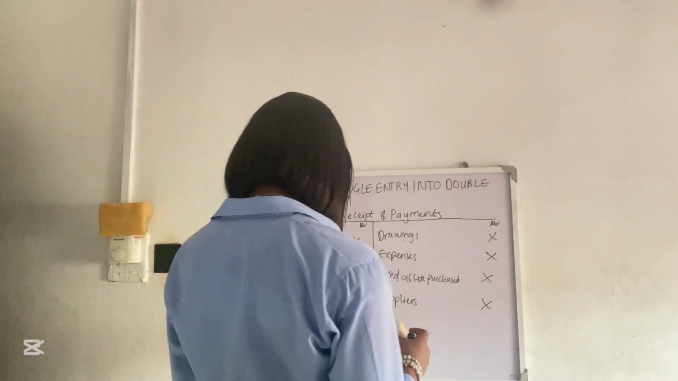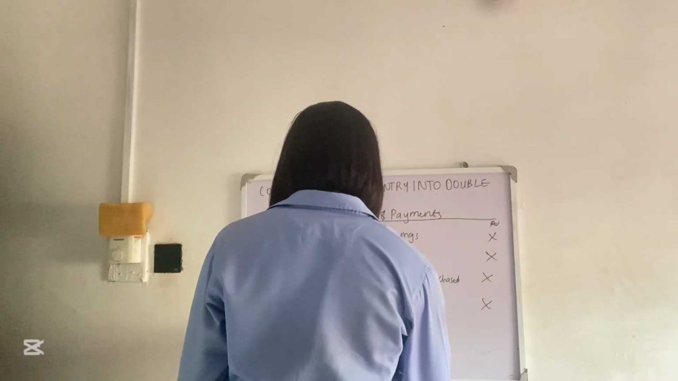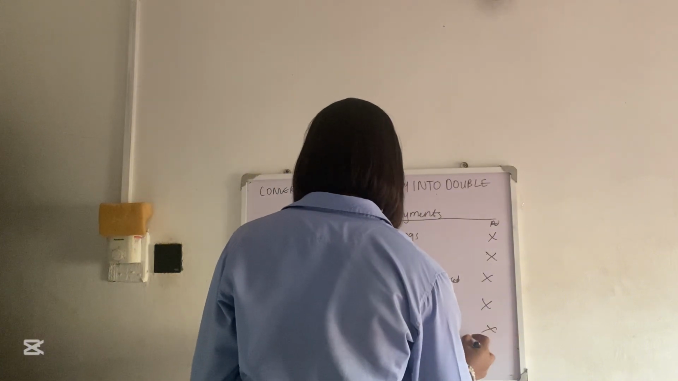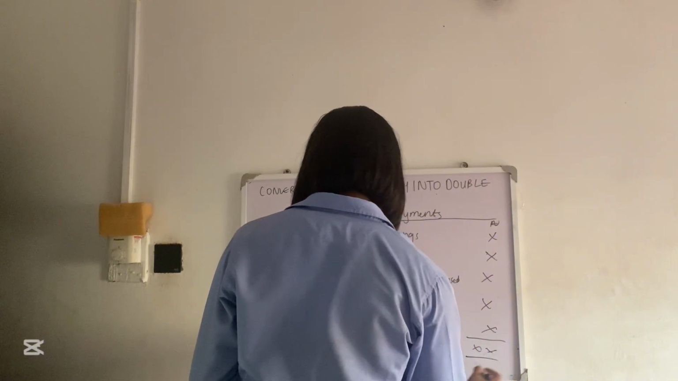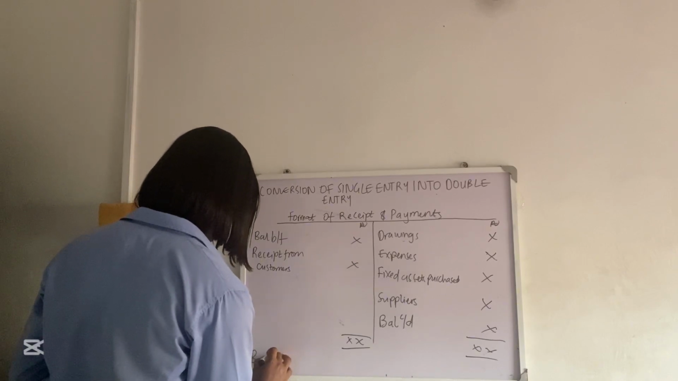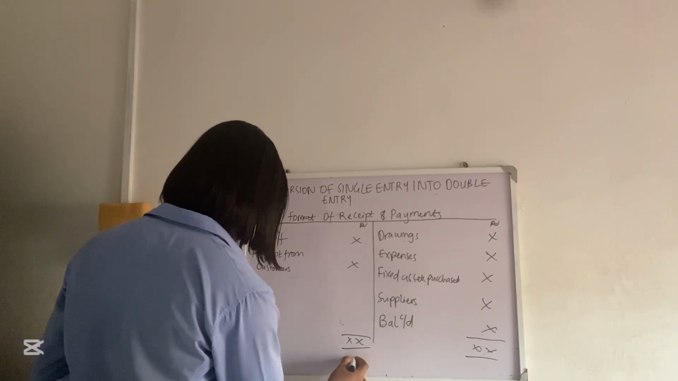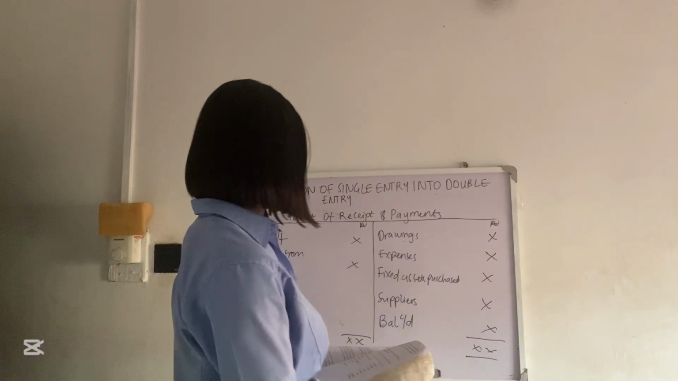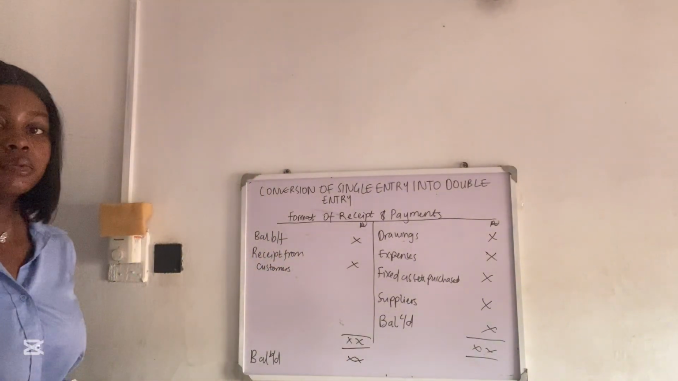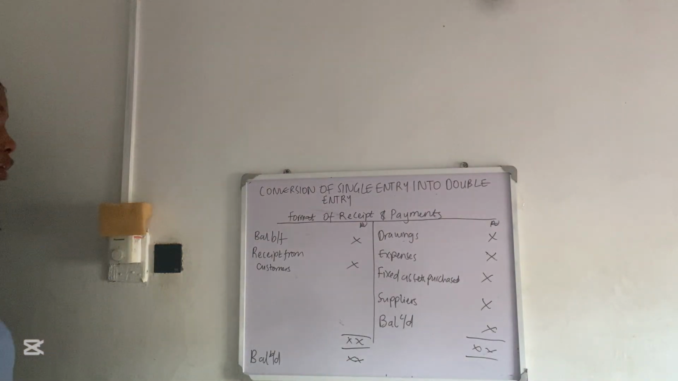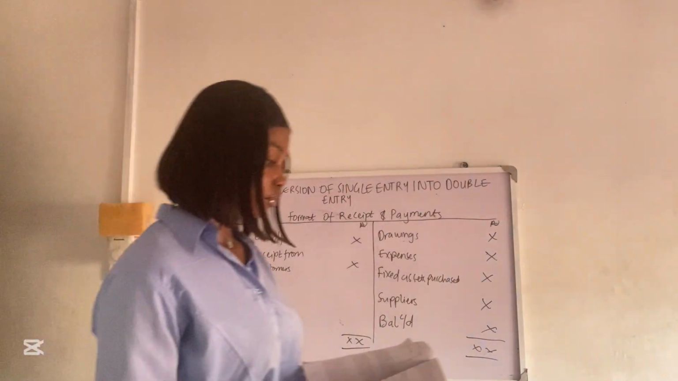Suppliers. Balance carried down. Balance brought down. Remember, when you have balance carried down, you always have balance brought down. So this is just like a draft. Here we go, I just want to show you guys. Hope you can see it, because I'll be rubbing it off soon.